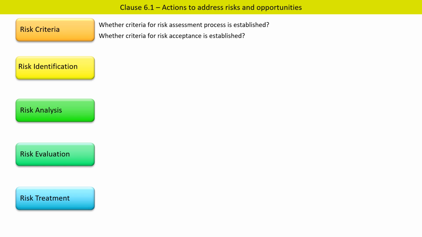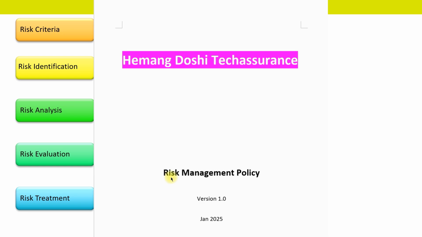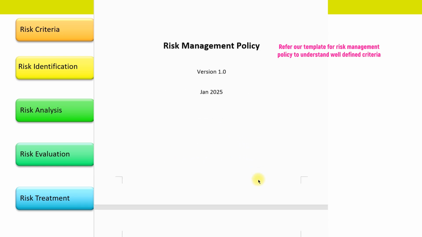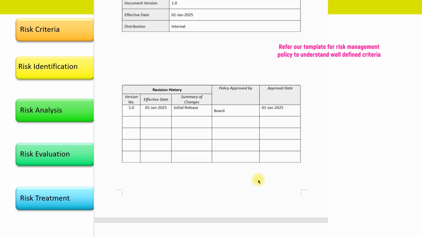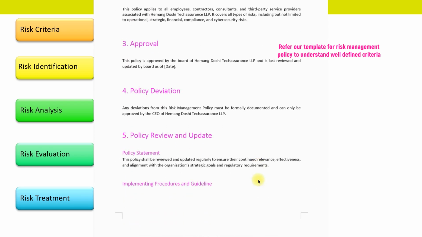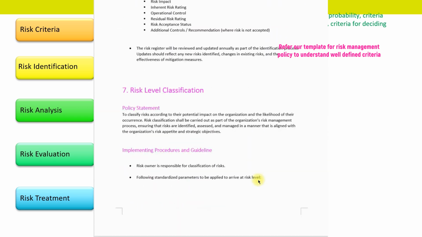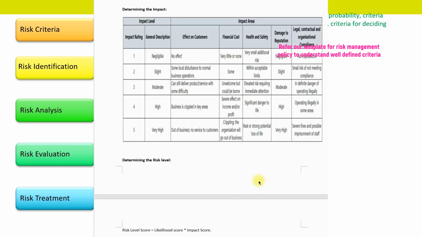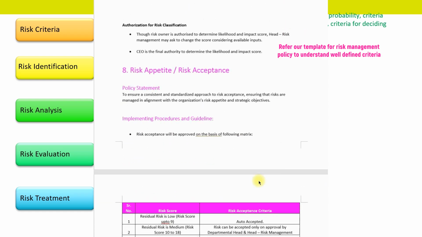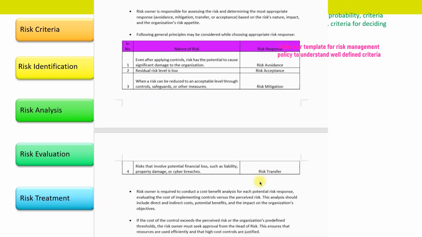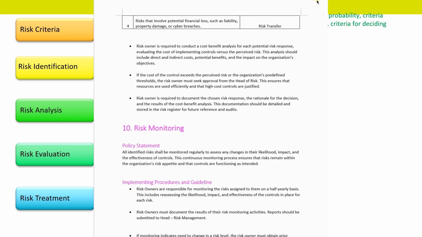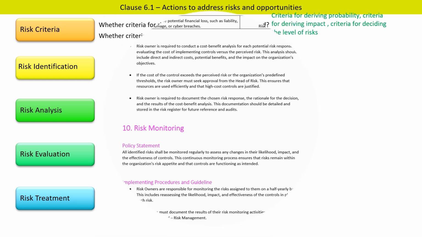There are different frameworks available for assessing risk. The standard does not mandate any particular framework or formula. Whatever criteria is used, it should be documented for consistent results. Risk assessment criteria includes the process for identification of risk, the process for deriving the probability, the process for deriving the impact, and the process to determine the level of risk.